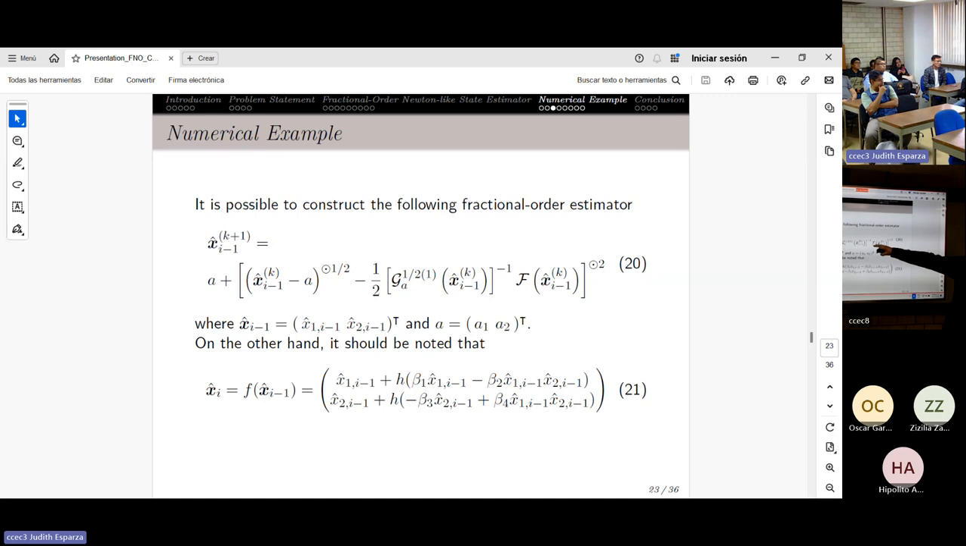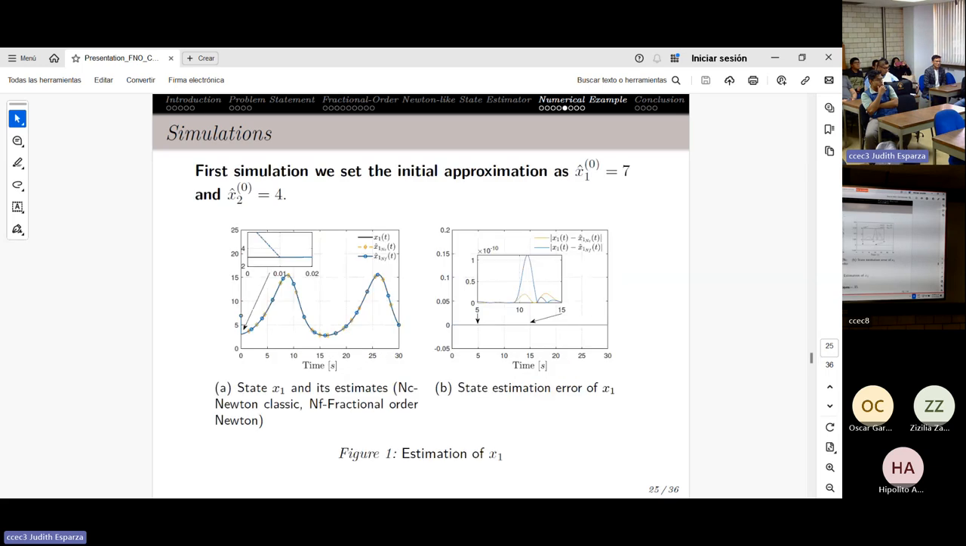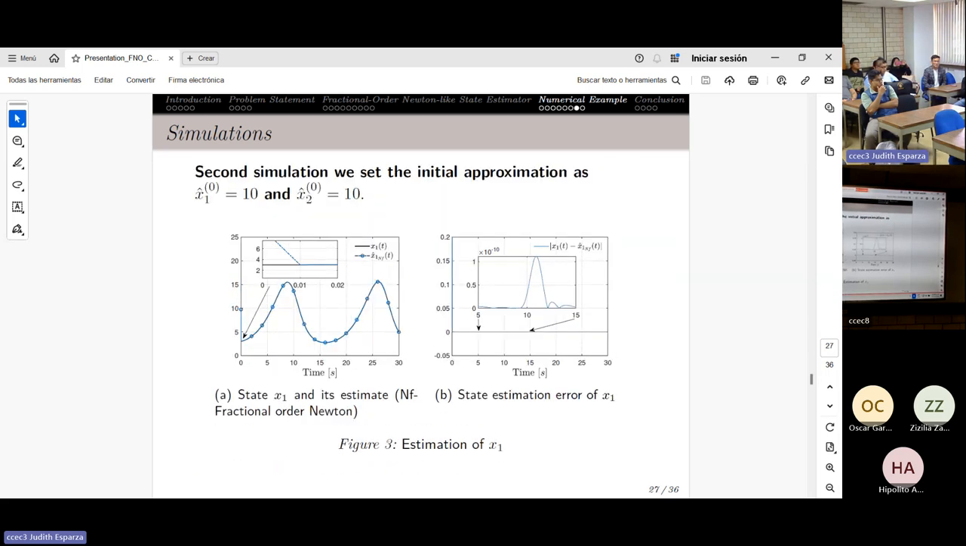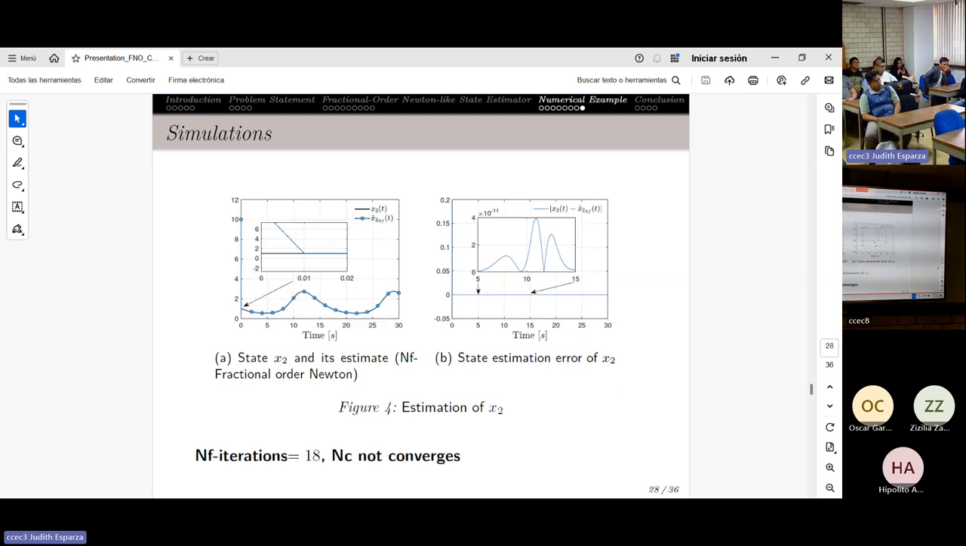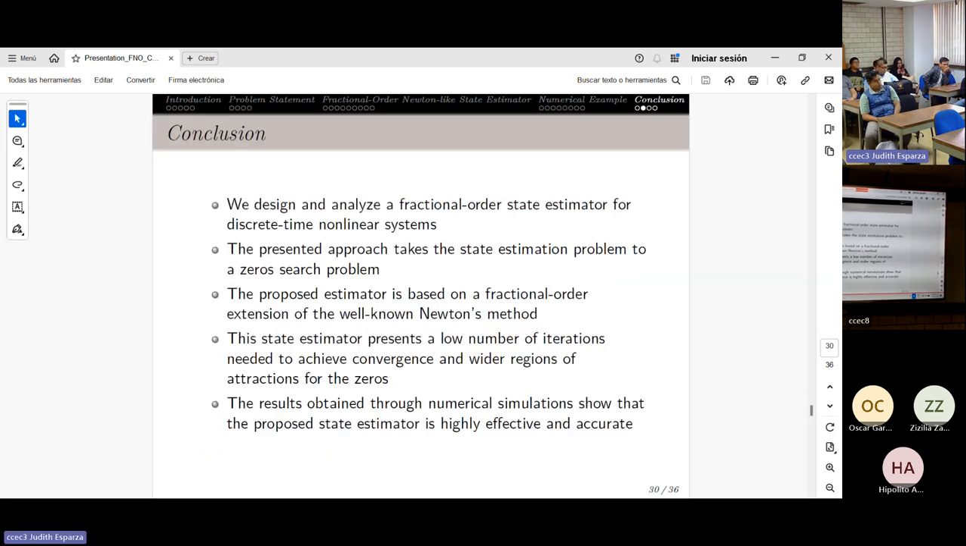Here, in each instance, we try to estimate the state at the time instant. But another advantage is the wider regions. What are the wider regions compared to the classical interpolation method? We take another initial approximation, and the classical interpolation never converges. Okay, we can see the conclusion.